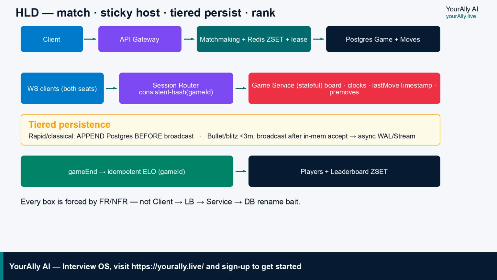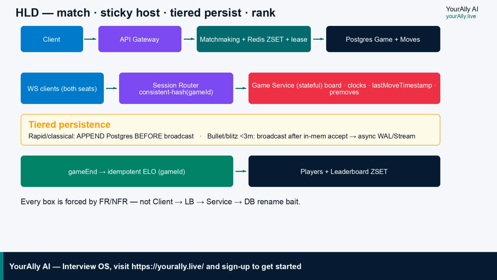Pause rather than diverge. Outbound frames are move ack and opponent move with authoritative times, hash or FEN, and lag credit times. On terminal results, mate, draw, flag, resign, abandon, write game.result, then apply Elo idempotently keyed by gameId into players and a leaderboard sorted set. The result row is the source of truth. The leaderboard is a derived view you can rebuild.